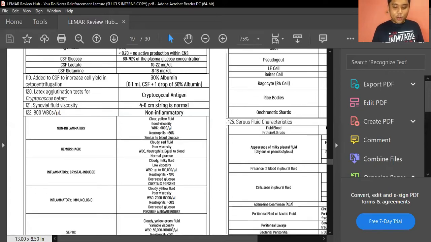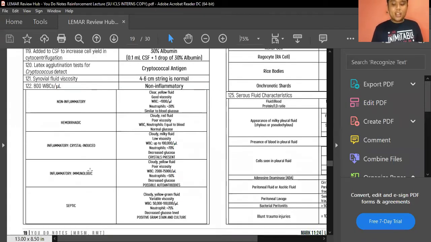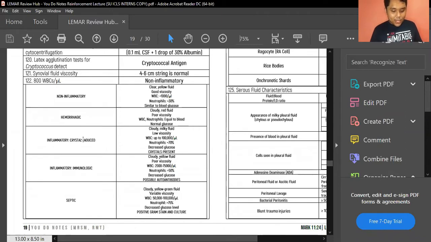Synovial fluid: normal string is 4 to 6 cm. 800 WBCs per microliter is non-inflammatory. I summarized this in your table, or in the separate notes we discussed yesterday, depending on what is more effective for you. Take note: inflammatory, crystal-induced is milky synovial fluid, and crystals are present. Inflammatory, immunologic, autoantibodies. And septic, positive gram-stain culture, and highest neutrophil count. Take note for septic because that's a bacterial infection.